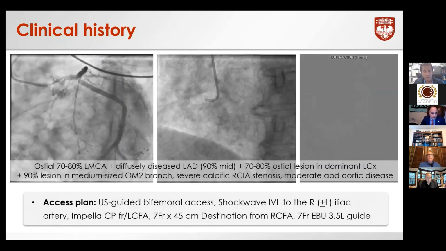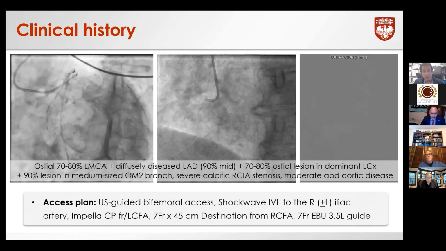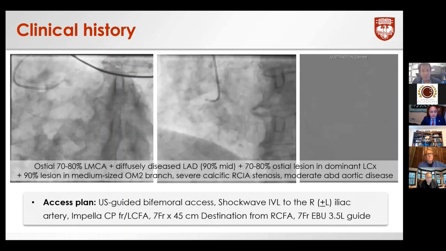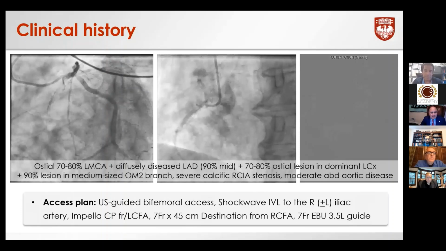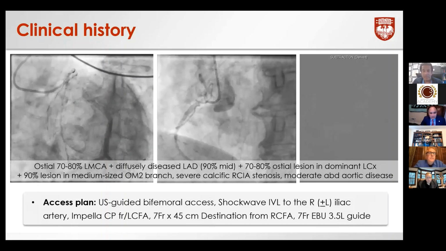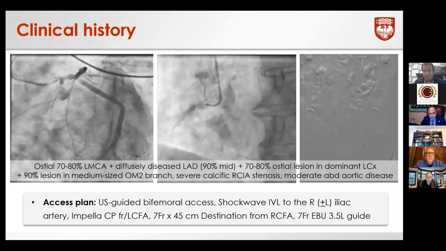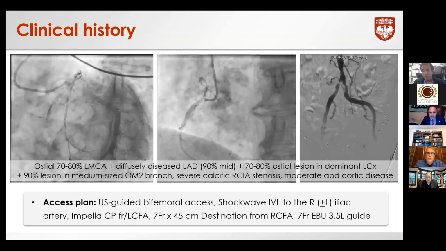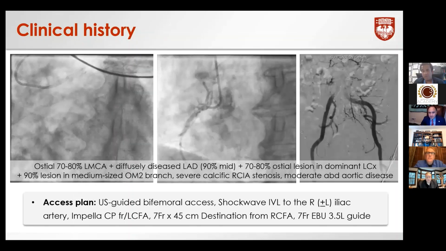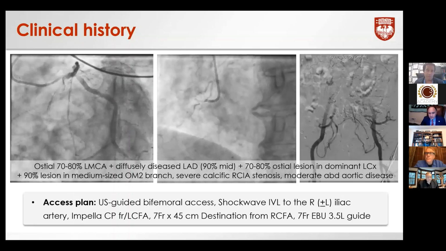Another view, you can see that circ lesion right at the ostium, very large vessel, and then the diffusely diseased LAD. And then the last image is the best image, I think, of the peripheral disease. So some added challenges. You can see that the distal aorta tapers.